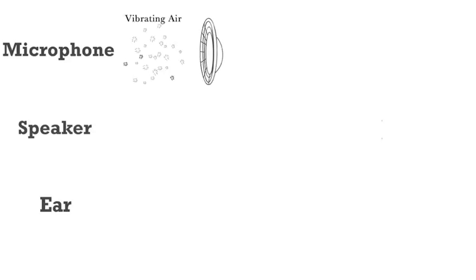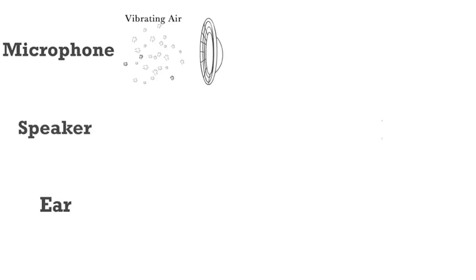Imagine blowing up and deflating a balloon. The change in air pressure creates physical movement. The first truly practical microphone was invented in 1923, and the basic design of the moving coil microphone has not changed much since. There are many types of microphones, but the most basic and robust is the dynamic microphone.